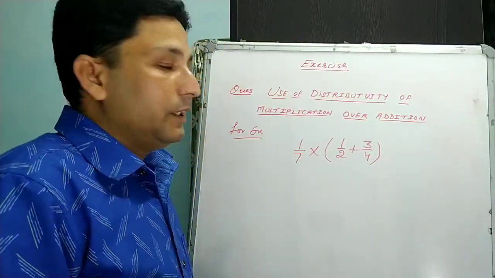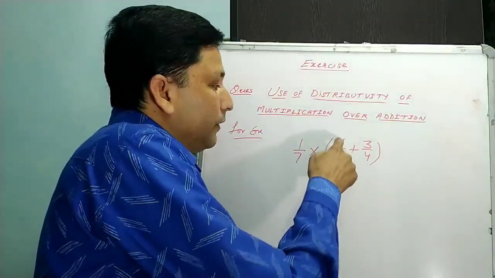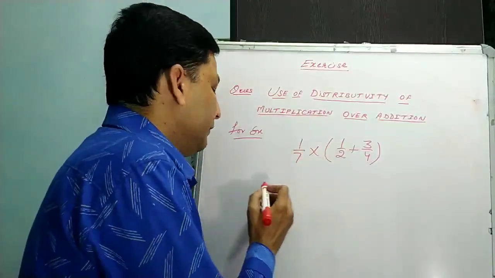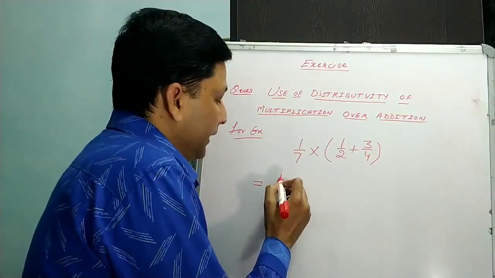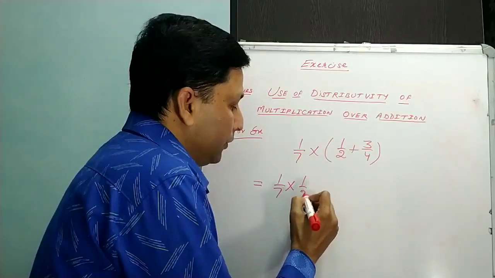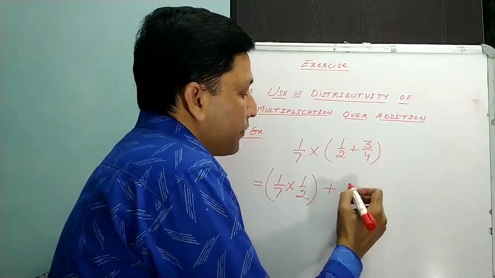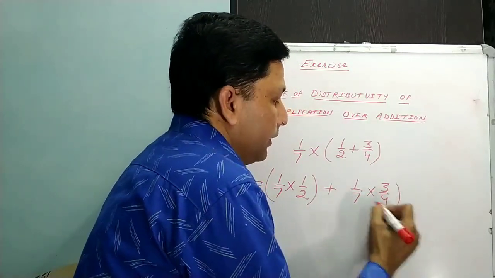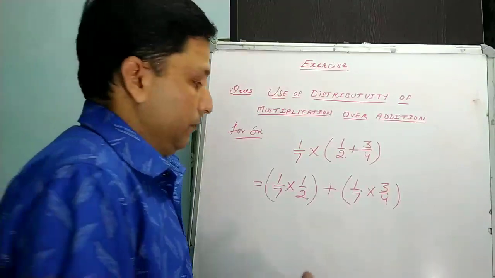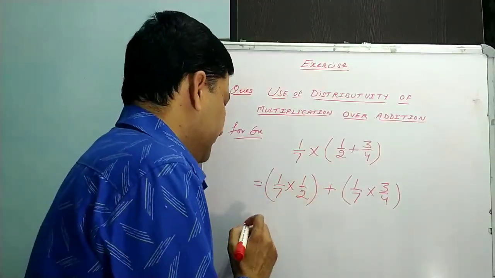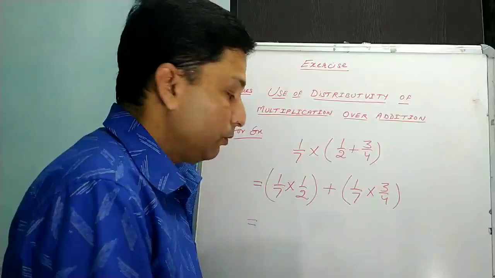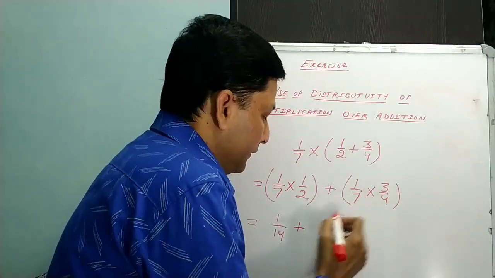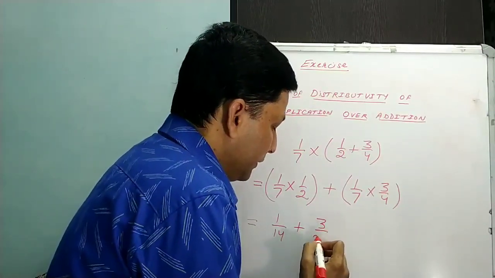So here first of all we will multiply this rational number 1 upon 2 with this rational number which is given outside the bracket, that is 1 upon 7. So in the next step we will multiply 1 upon 7 with 1 upon 2, then take plus symbol, then again we will multiply 1 upon 7 with 3 upon 4, and here now we will multiply the rational numbers which are given in the bracket according to the BODMAS rule. 1 1s are 1, then 7 2s are 14, plus 3 1s are 3, then 7 4s are 28.